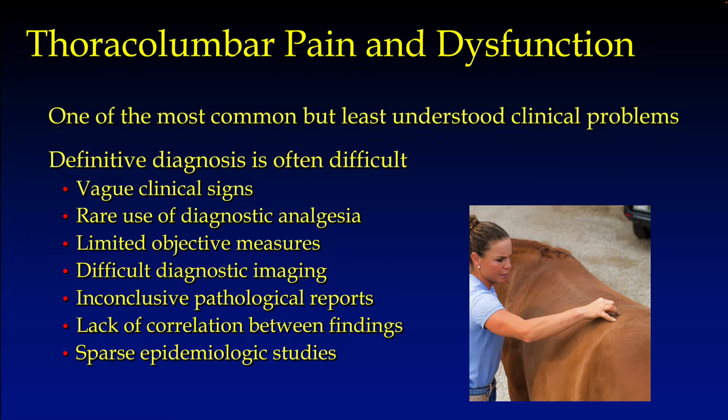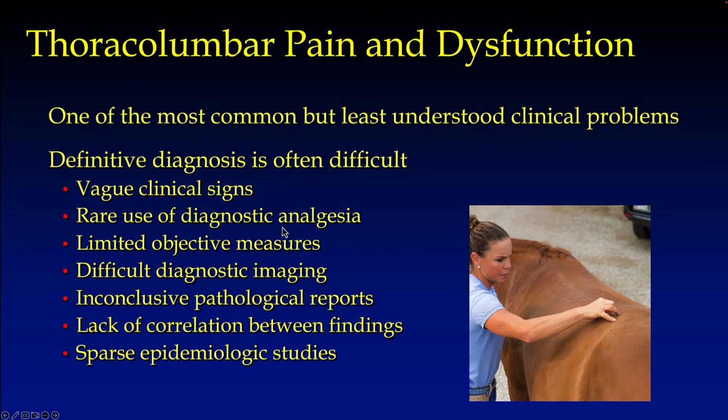But I think in general what people are doing is just going down the back, pushing here and saying, well, does he have some muscle soreness here or spinous process pain here? And again, forgetting about 80 to 90% of the trunk and focusing just on the dorsal aspect. Again, that's frustrating because some of the vague clinical signs, you get 10 different horses with back problems, you probably have 10 different clinical signs you're looking for.